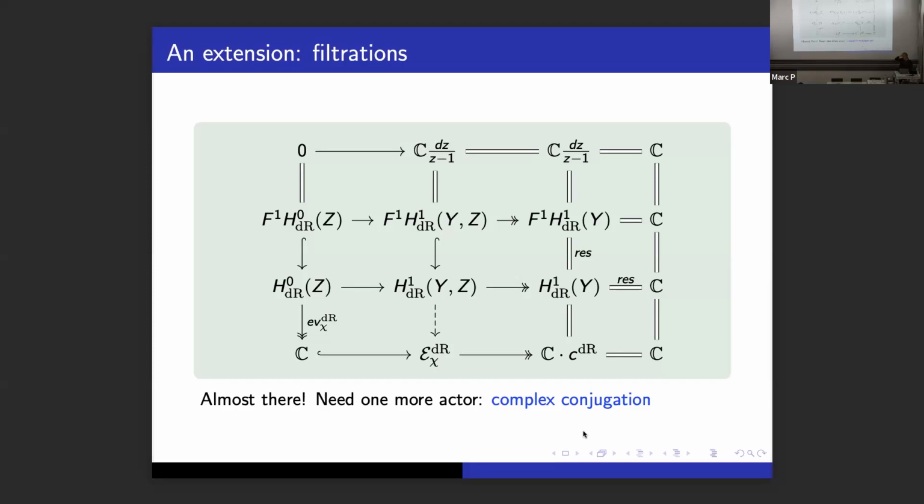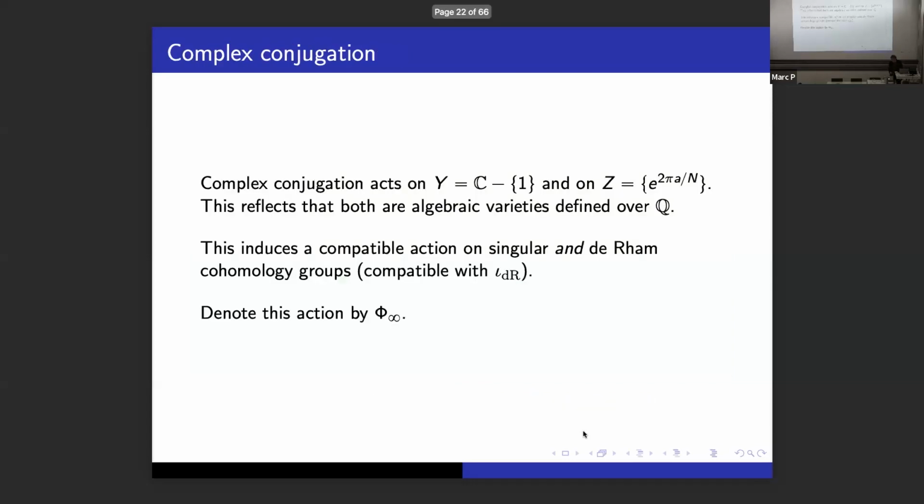That's still not enough, because this is visibly an extension of filtered vector spaces, right? If you believe this top line, this filtration is mapping to the filtration there. So it's still not an interesting extension. We have to have one more player before something interesting shows up. And that's the action of complex conjugation on the spaces. So complex conjugation acts on Y and on Z, fixes 1, so certainly acts on Z, and it acts on C. It's a smooth map on both of these spaces.